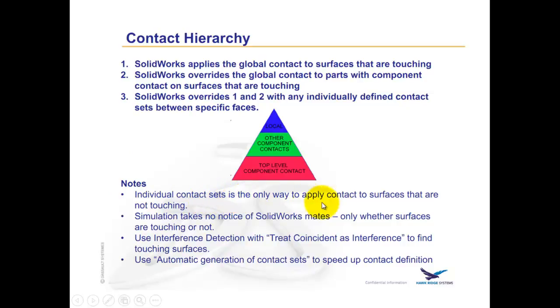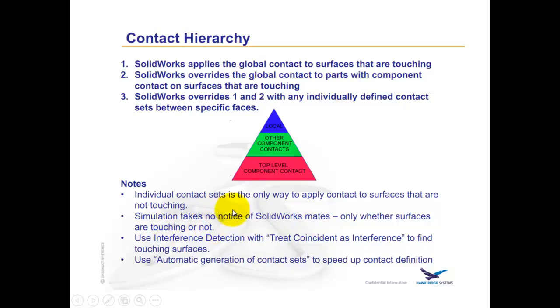the only way to apply contact to surfaces that are not touching. So usually we're doing contact declarations when things are actually touching each other. If they're not touching each other, contact sets is the only way that we can apply that contact restriction between things. SolidWorks simulation takes no notice of SolidWorks mates, only whether surfaces are touching or not.